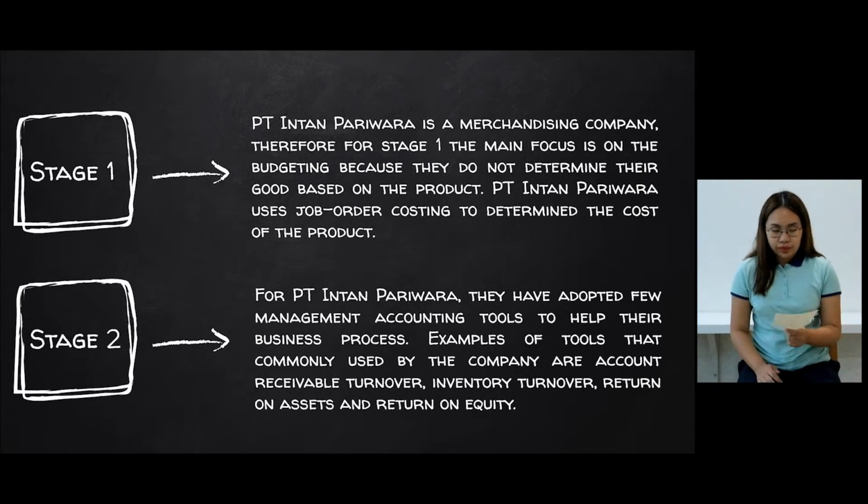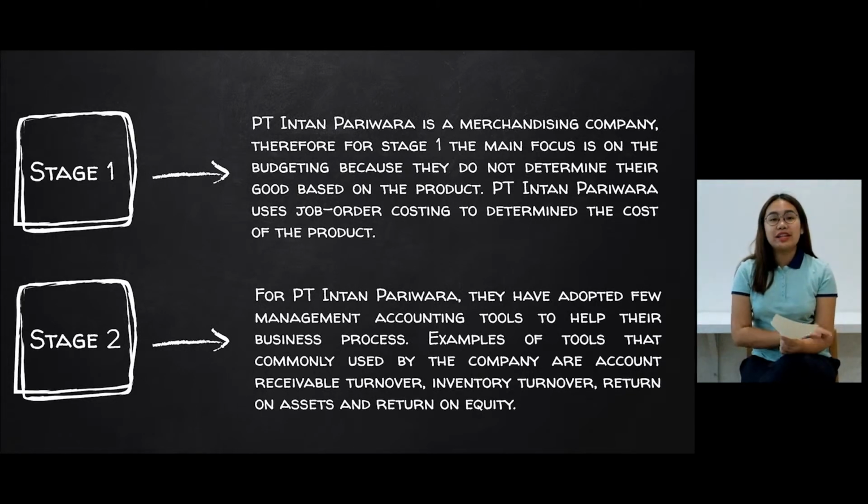Stage 2 is about the information for management planning and control. What are the tools used by the company? The tools are account receivable turnover. The account receivable turnover is about when the account receivable will be paid by the customer. If the customer pays by using receivable, usually the company divides it into 4 terms in a year. So it's a 3 months period for the payment of a project.